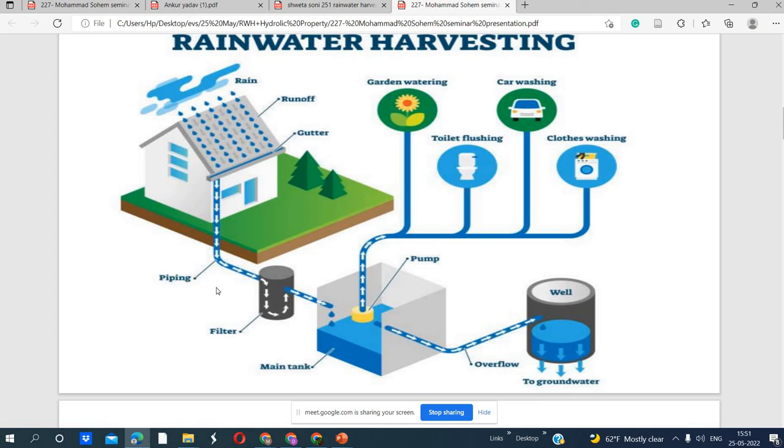In rooftop rainwater harvesting, the roof becomes the catchment and the rainwater is collected from the roof of buildings, houses, etc. It can either be stored in a tank or diverted to an artificial recharge system. The technique is to store rainwater on the surface for future use. Storage of rainwater on the surface is a traditional technique, and the structures used were underground tanks, ponds, check dams, weirs, etc.